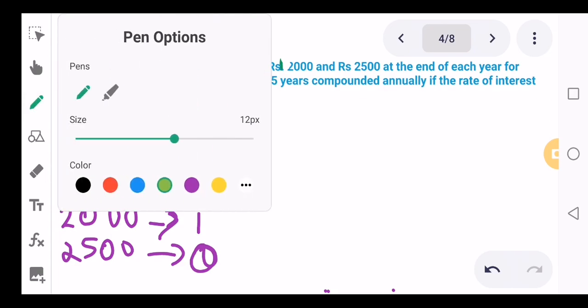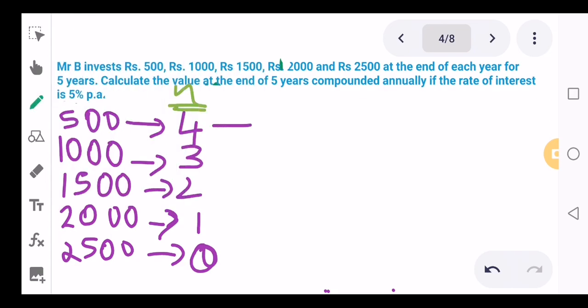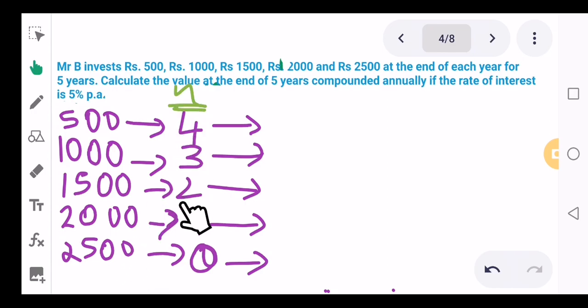Now next, we need to use the table. Like in the previous class, how I showed you, there is a table for single value cash flows, the single cash flow tables, the future value interest factor table. We need to use that table and find the value. Now we know what n is. For 500, n is 4, for 1000, n is 3, for 1500, n is 2, for 2000, n is 1, and for 2500, n is 0.